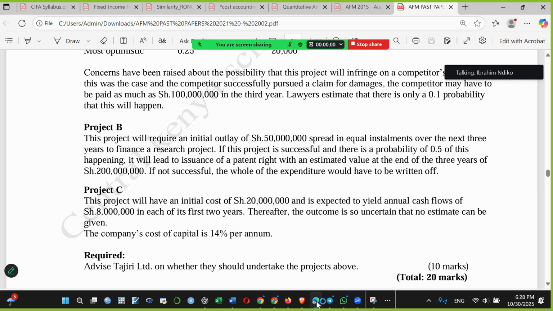Yes, I think we can use that concept, or maybe even the concept of joint probability. I think that one will be applicable here. But for now, we shall do decision tree.